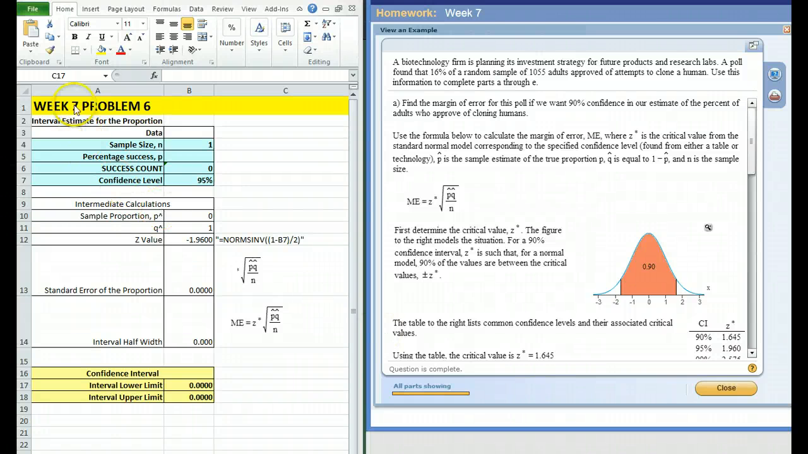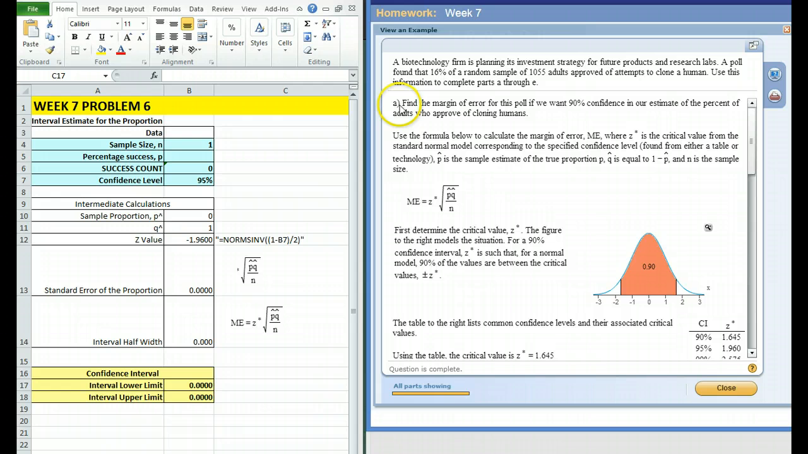Welcome to this week 7 problem 6, and the problem states that a biotech firm has done some research. They found that 16% of the sample of 1055 adults are okay with attempts to clone, and we want to make some calculations and an analysis from that.